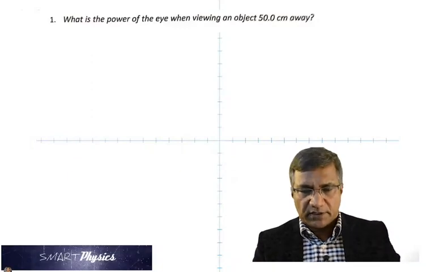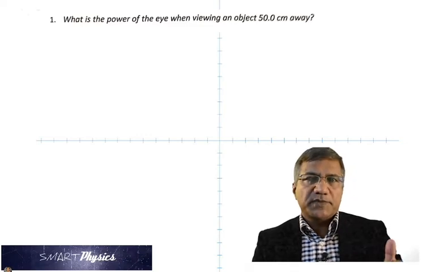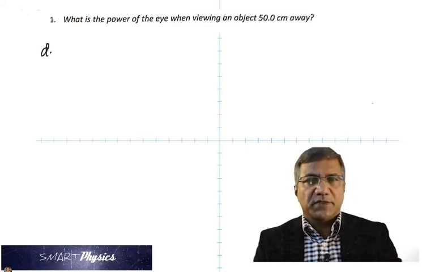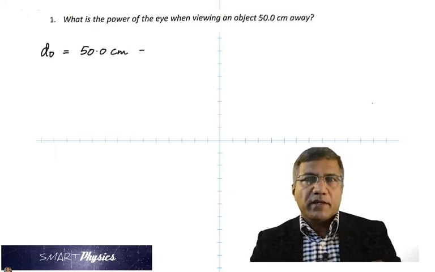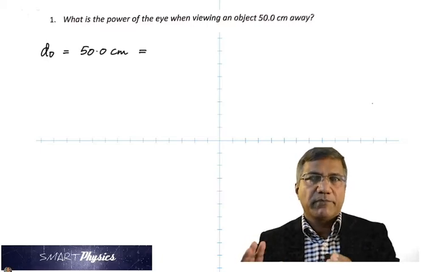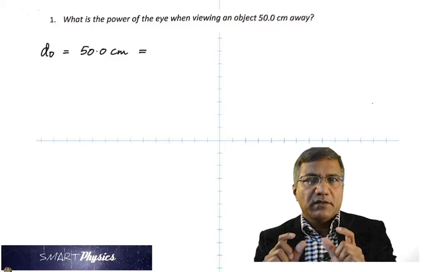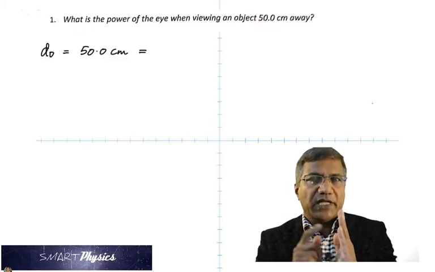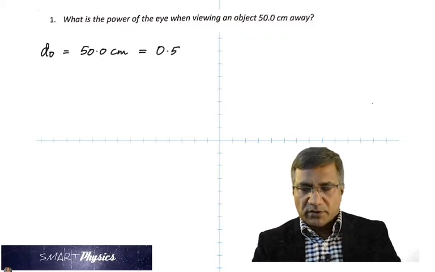Object 50 centimeters away. So the object distance is given as 50 centimeters. DO is 50 centimeters. We know that the image has to be produced on the retina, and the average size of the human eyeball, or rather the distance from the lens to the retina, is 2 centimeters. So that is DI.